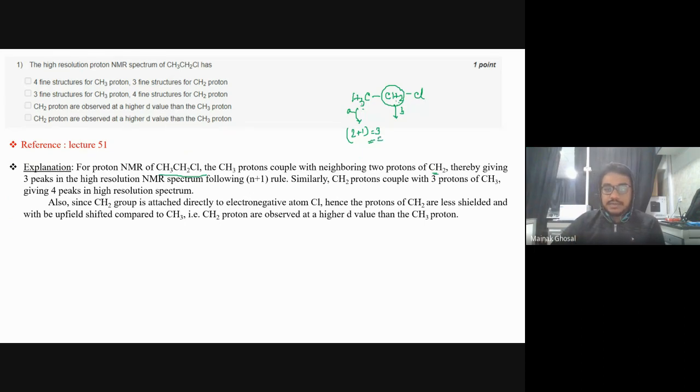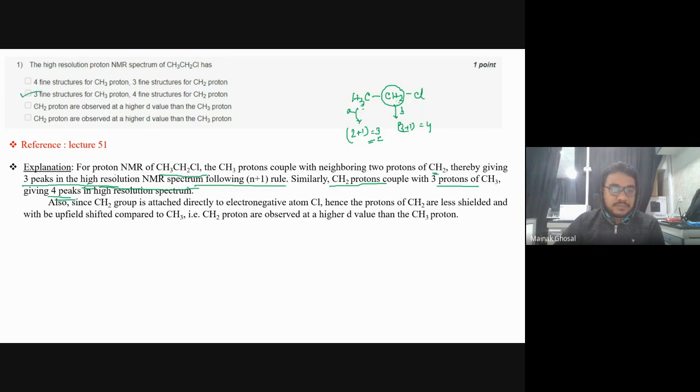For CH2, there are 3 hydrogens, so for the B proton there will be 3 plus 1, so 4 peaks. So that is the thing I have written here. In the high resolution NMR spectrum, there will be 3 peaks, following the n plus 1 rule. Similarly, CH2 protons couple with the 3 protons of CH3, therefore giving 4 peaks. So the first answer you got, that 3 peaks for CH3 proton and 4 fine structure for CH2 proton, is the correct one.